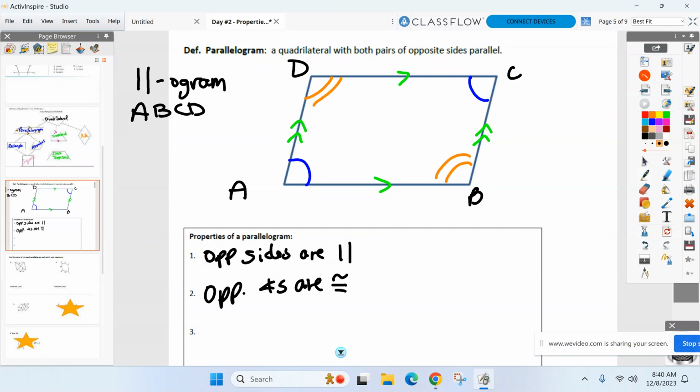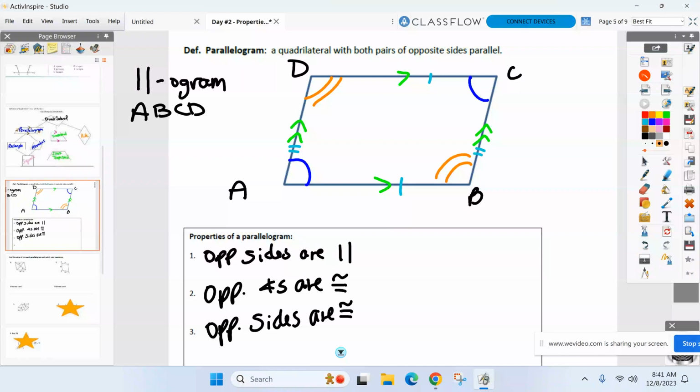Good? You want to guess another one here? What do you think? Go ahead, Simon. Opposite sides are congruent. Got it. There we go. Opposite sides congruent. Good work. Yep, opposite sides are congruent.